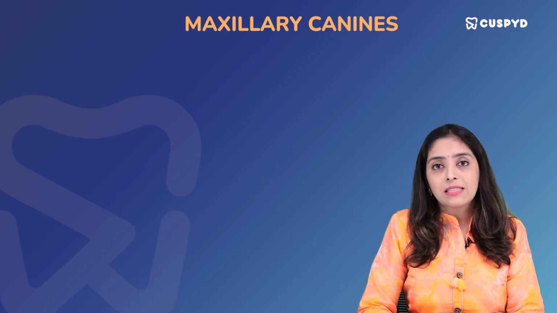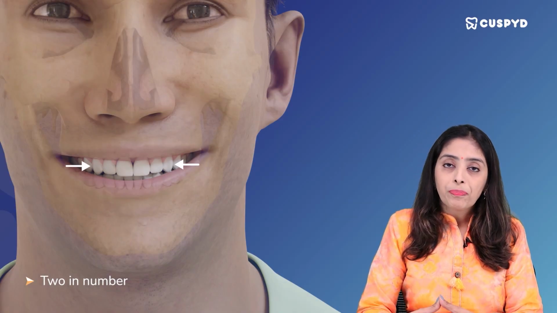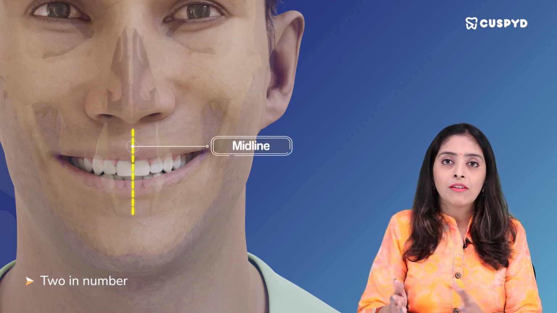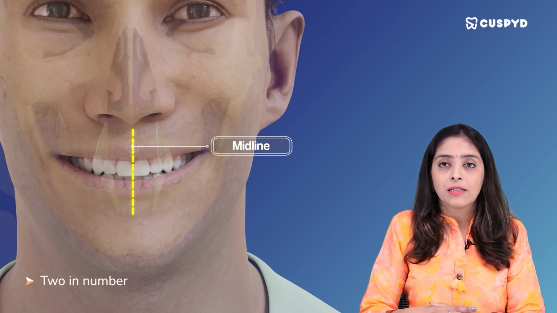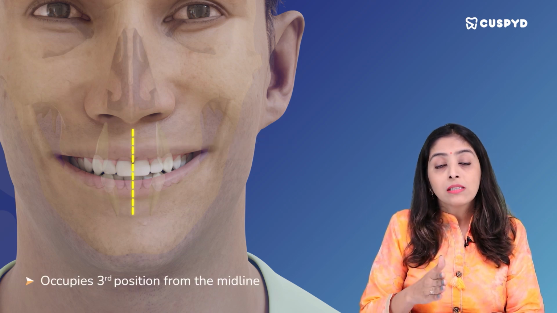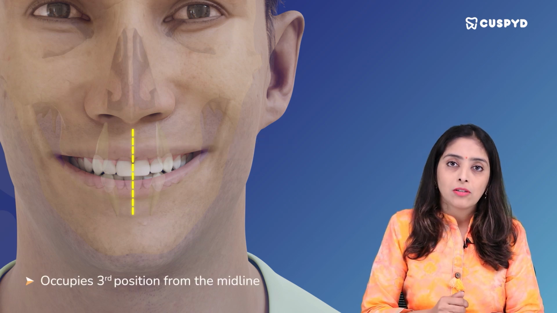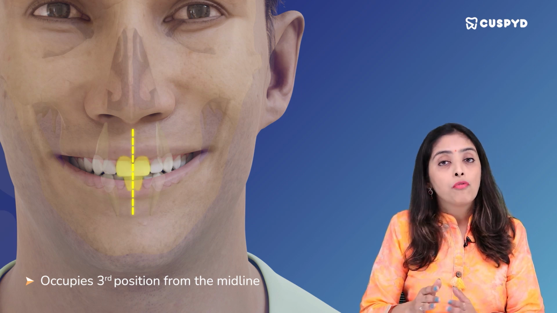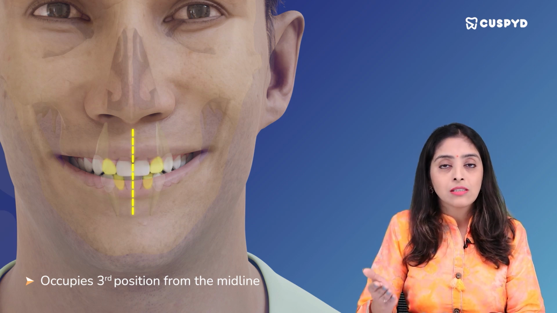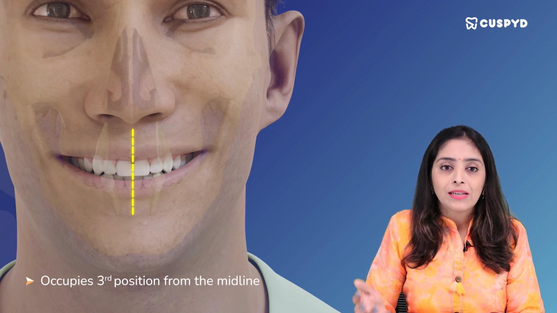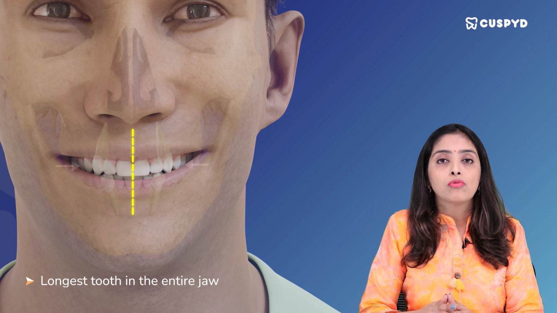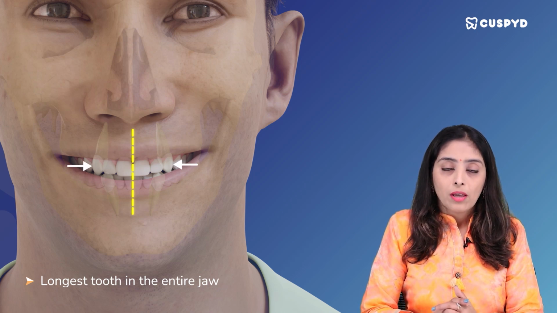So the permanent maxillary canines are 2 in number, one on each side of the midline. So you have one right maxillary canine and one left maxillary canine. This tooth occupies third position from the midline. After the midline, you have the maxillary central incisor, followed by the maxillary lateral incisor, and then you will have the maxillary canine. The maxillary canine is the largest tooth in the entire jaw.